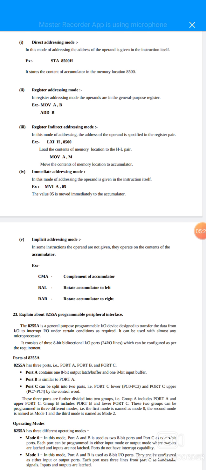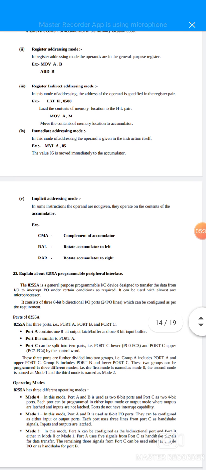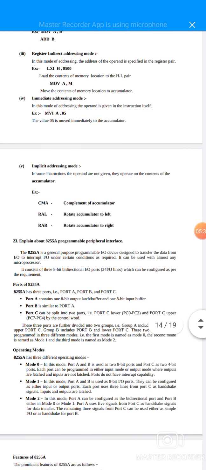Fourth one is immediate addressing mode. In this mode of addressing, the operand is given in the instruction itself. For example, MVI A, 05: the value 05 is moved immediately to the accumulator.